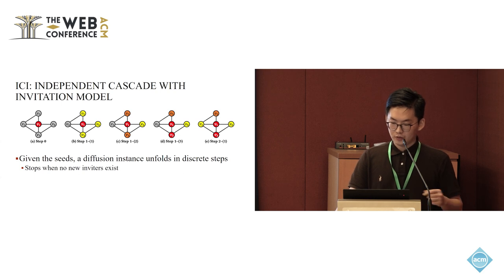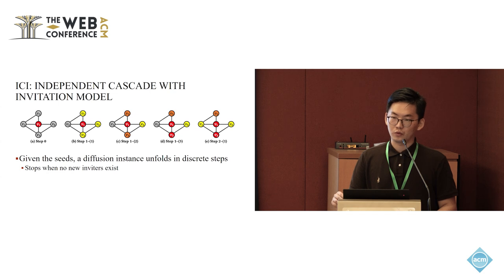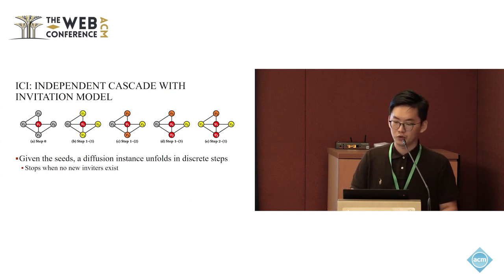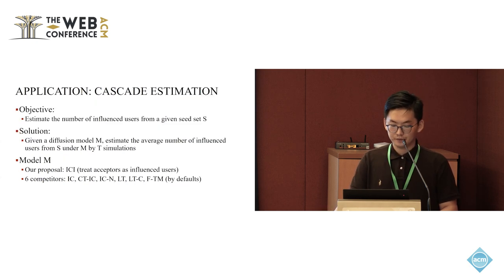And so this stochastic procedure will keep going until no more new inviters exist. So here, in this work, we are not quite focusing on how to design different models to model the invitation probability or the conversion rates, because we think that there are different existing works. For example, the CTR prediction models can help. Here we only want to find a way to capture the invitation behaviors in this case.